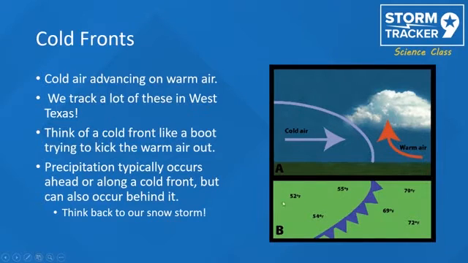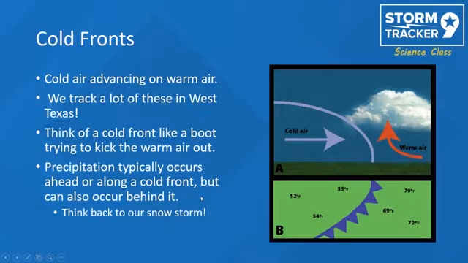So think of a cold front kind of like a boot. Here's the toe of your boot, and it's trying to kick that warm air out. That warm air is forced to go up because warm air, again, is less dense than cold air. So that cold, dense air will want to stay down to the ground. The warm air will want to rise. And precipitation usually occurs ahead or along a cold front. Sometimes it can occur behind it, though.